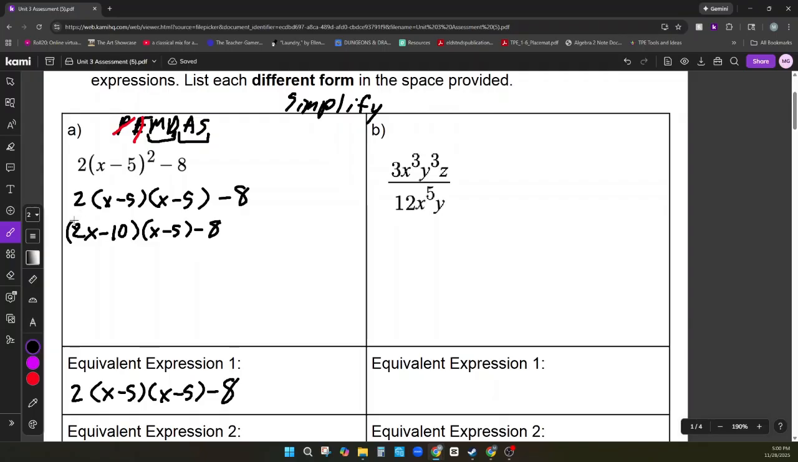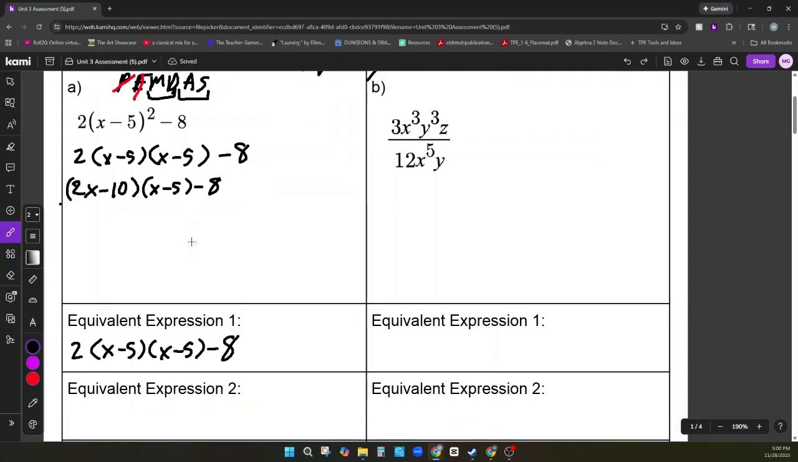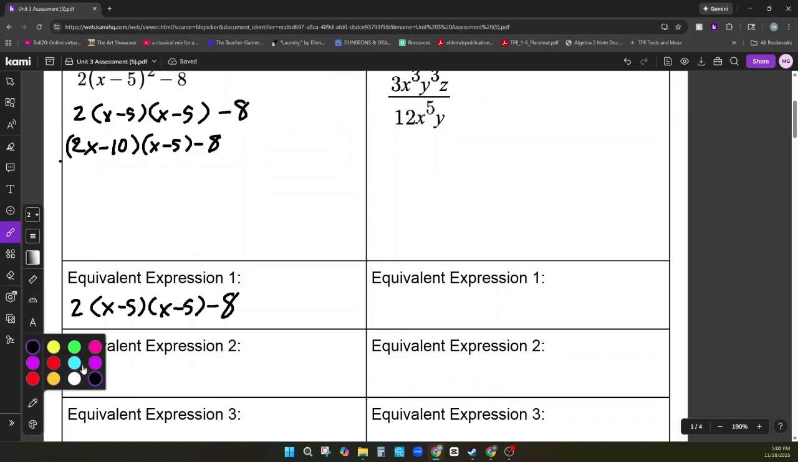And once again, I said by distributing and multiplication, you create a new form. So we're going to count this as a new form. This is going to give me (2x minus 10)(x minus 5) minus 8.